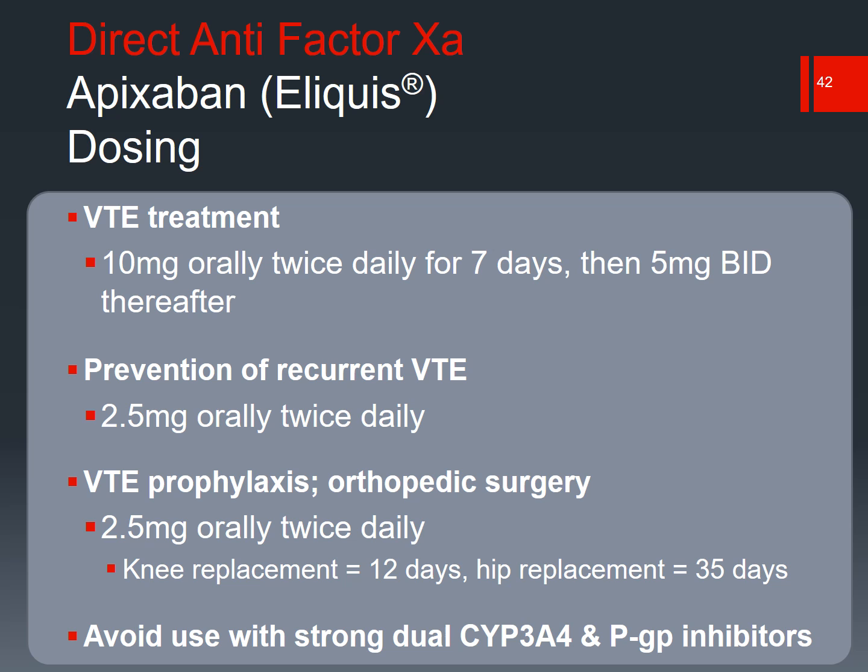VTE prophylaxis dosing is specific to orthopedic surgery. So specifically, we have knee replacements and hip replacements can be anticoagulated using apixaban 2.5 milligrams given orally twice daily. So this is, again, a low dose. It is just prevention of a VTE. The patient does not currently have a VTE. We just want to prevent one. So in that case, with orthopedic surgeries for knee replacement, we can give apixaban 2.5 milligrams orally twice daily for up to 12 days, according to the labeling. And if it's a hip replacement, we extend that duration out to 35 days.